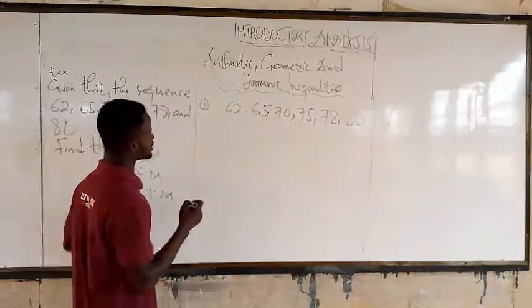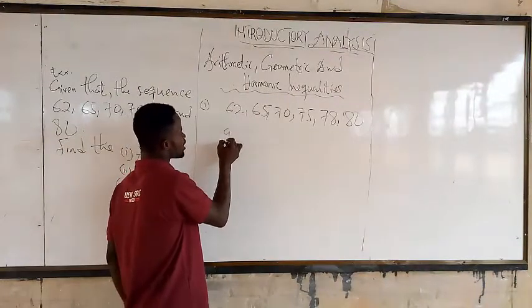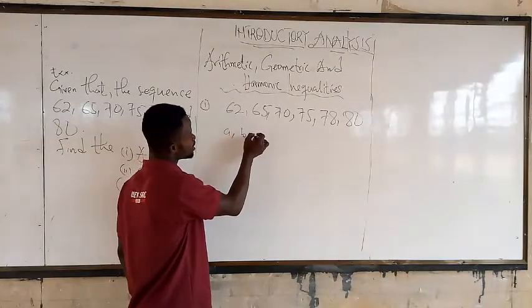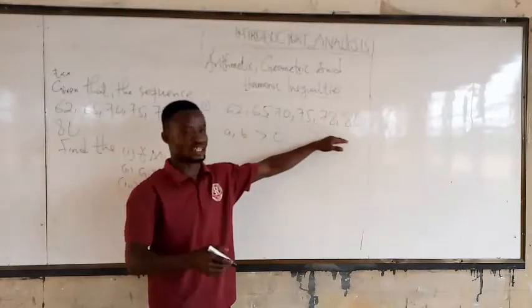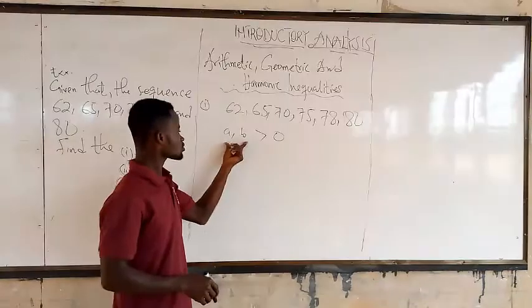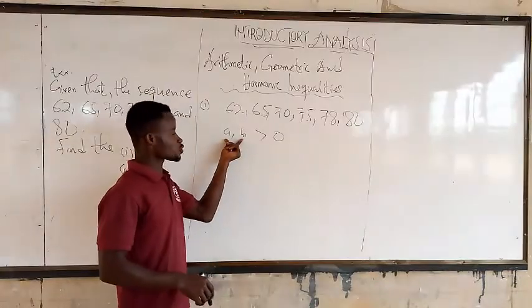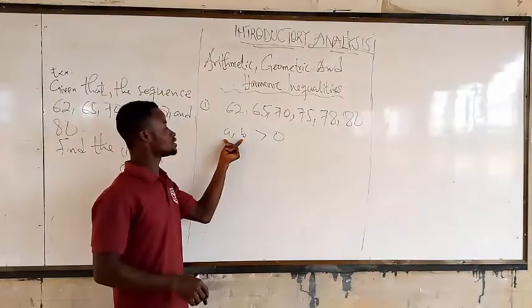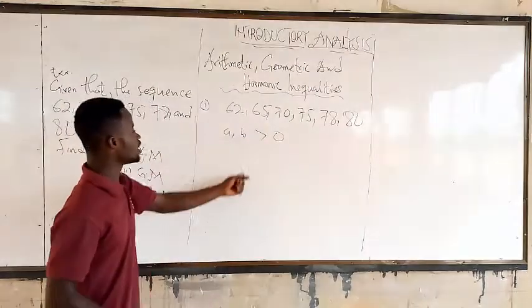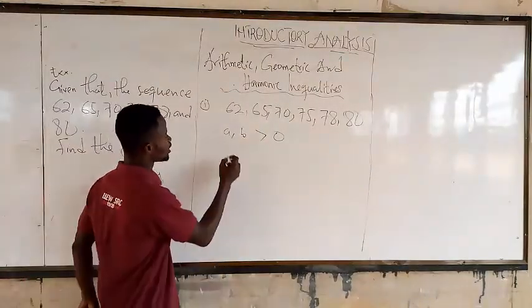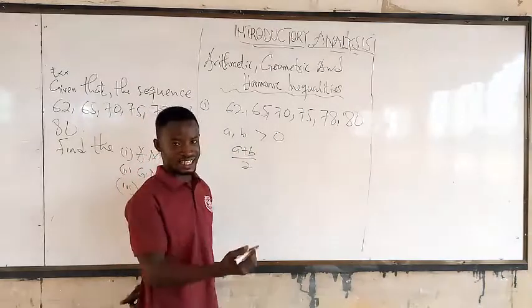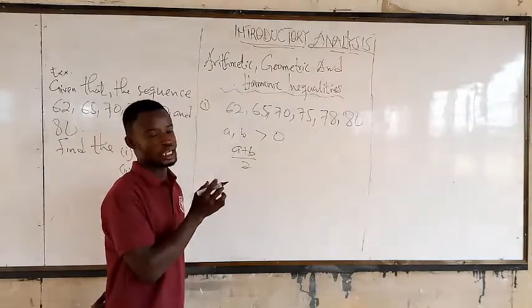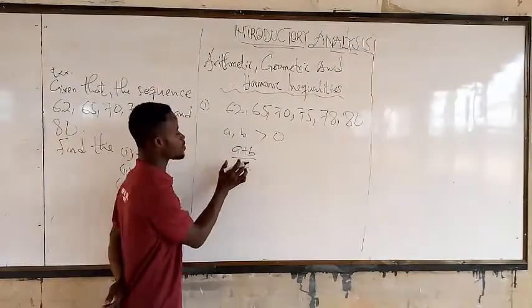And don't forget that we are saying that if A and B are greater than 0, so you can see that the sequence here is greater than 0. And the number of terms here is 2. That is why you were given (A plus B) over 2. As I said, it's not always 2. It depends on the number of terms.